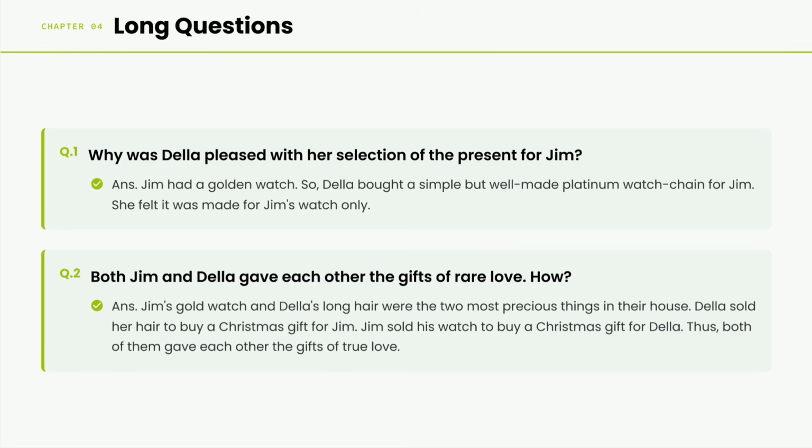Question 2. Both Jim and Della gave each other the gifts of rare love. How? Answer. Jim's gold watch and Della's long hair were the two most precious things in their house. Della sold her hair to buy a Christmas gift for Jim. Jim sold his watch to buy a Christmas gift for Della. Thus, both of them gave each other the gifts of true love.